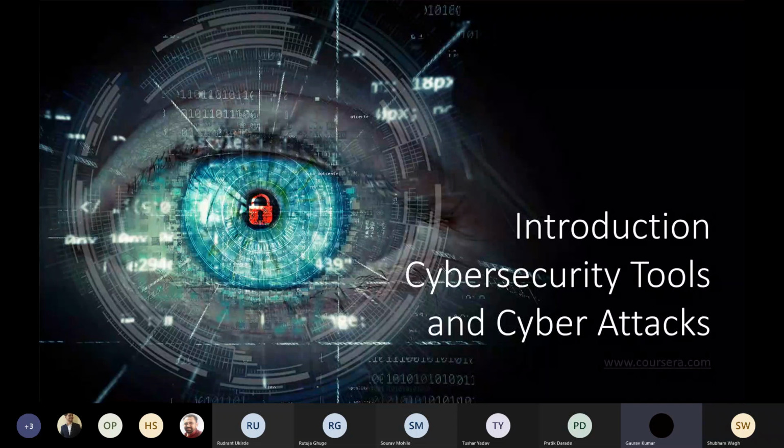Our topic is Introduction to Cybersecurity Tools and Cyber Attacks. Our group members are Gaurav Gosavi, Rudran Dukiride, Shubham Wagh, Gaurav Kumar, and Kirki Kiraskar.